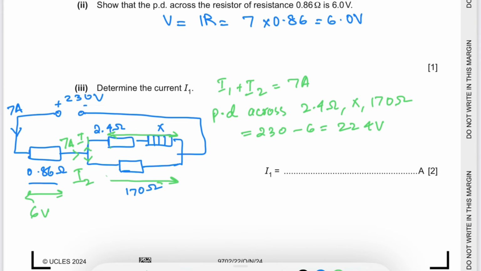Now remember that in parallel both branches have the same voltage. That means the voltage across the 170 ohm resistor is going to be 224 volts, and the total voltage in the upper branch of these electrical components will also be 224 volts. The difference here is that all of the 224 volts of potential difference is supplied to just one resistor in the lower branch, whereas in the upper branch it will be divided between the 2.4 ohm resistor and the heater.